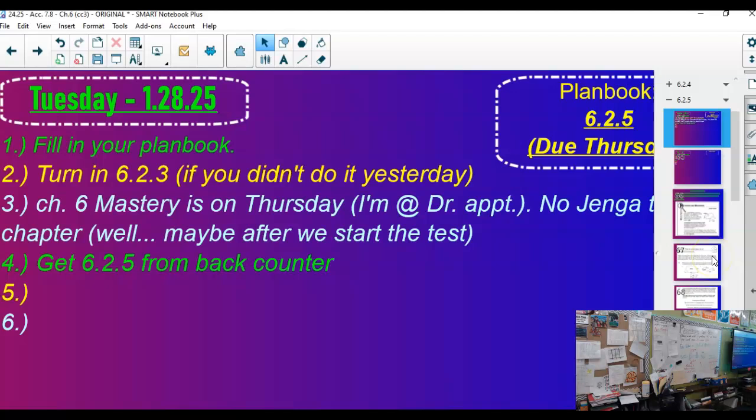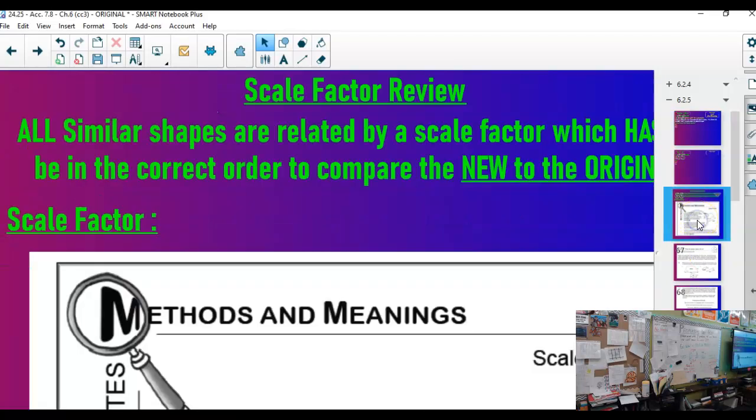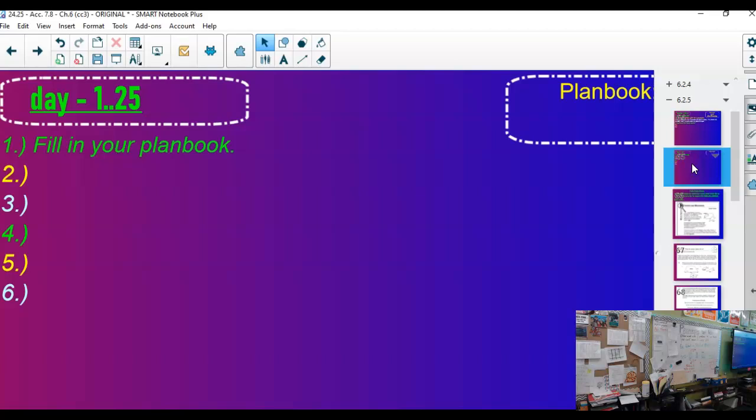Alright, so on your 625, you already have a couple examples from class there. Go ahead and dive into those with your partner. Obviously, one feels much easier than the other. Well, let's just go ahead and knock those out. You're trying to find the scale factor of them.